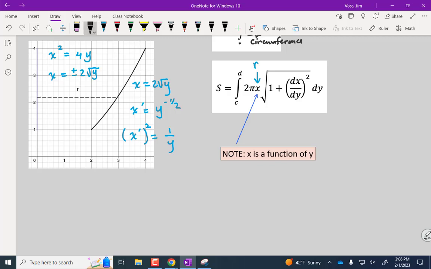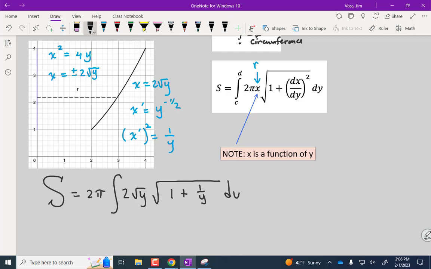So we can plug everything in now. Surface area is going to be 2 pi, that factors to the front. This x, or this radius, that's the function written as an x value. There's what x is, 2 times the square root of y. So there's the x. And then we have the square root for the ds, and that's the square root of 1 plus x prime squared. And that is our setup. We're going from 1 to 4.